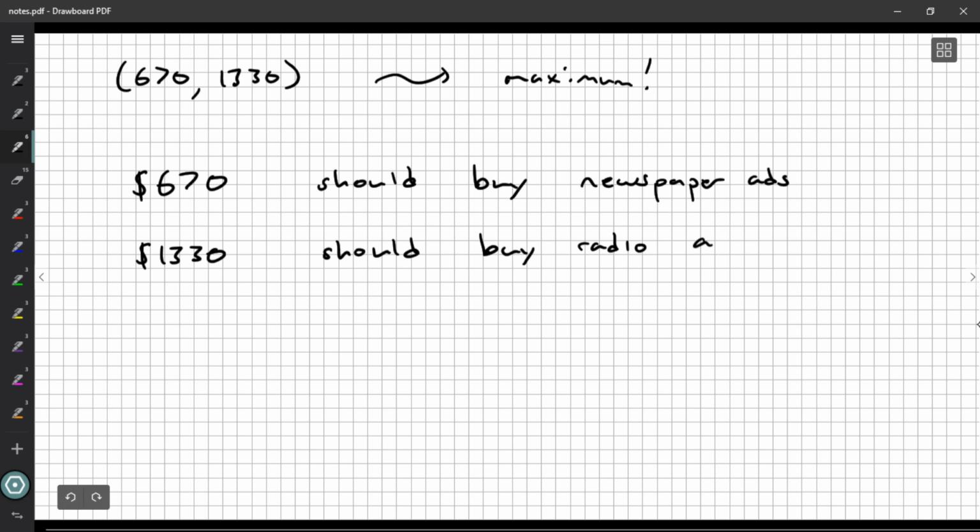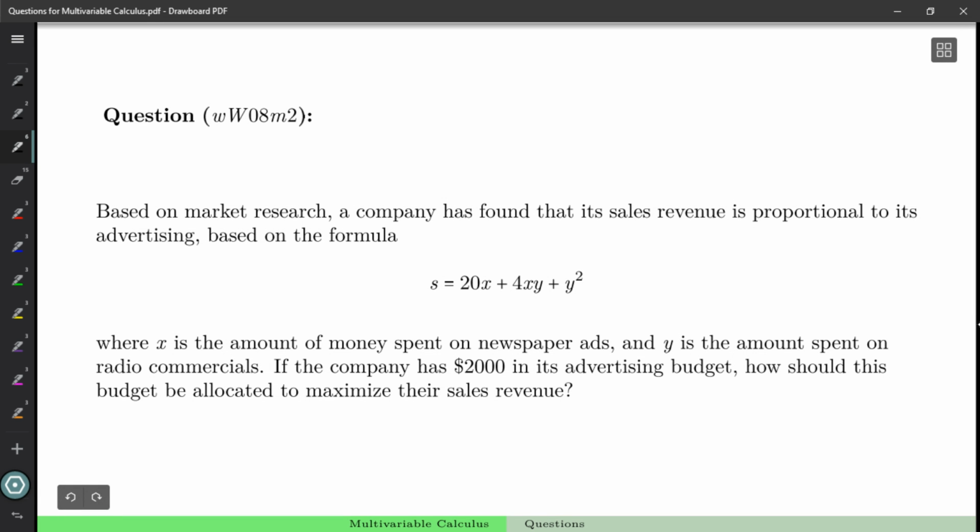Now, it's always a good idea after a calculation to stop and check, does this kind of make sense? Well, if we think about the equation, we've got a y squared here. Squaring things is so much more powerful than just multiplying them by 20. So we should expect y to be a much bigger number. And yeah, y is almost twice x. So at least this might make sense to us. You should spend more on your radio commercials than just your newspaper ads. Okay, but there we go. We've got our final answer: $670 on newspaper and $1330 on radio commercials, and that's how we should spend our advertising budget.